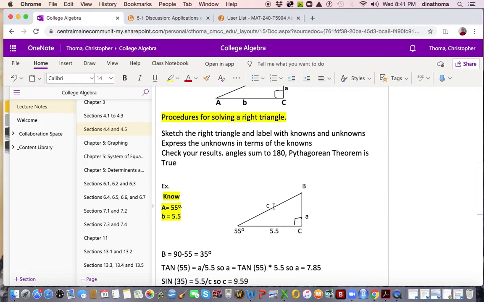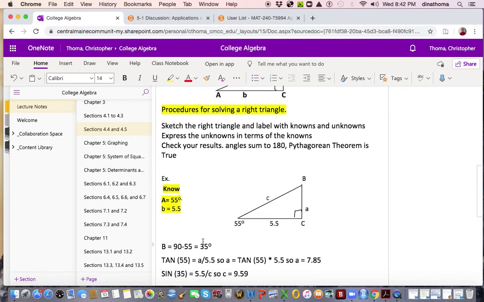And then I label everything I don't know. I still put a C here just so that we remember that angle C is the 90. So what do we have to find? We need to find little a, little c, and angle B. The good news is we know that A and B added together must equal 90. So if I take 90 minus the 55 from angle A, I get 35. So angle B must equal 35, because 35 plus 55 is 90, plus 90, so there is my 180. So my angles are done.